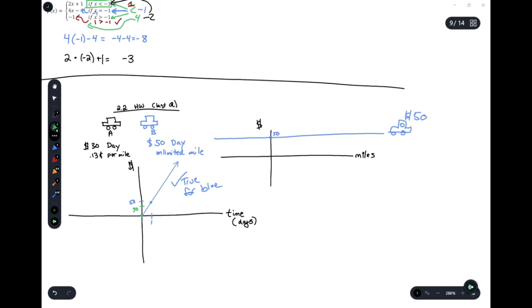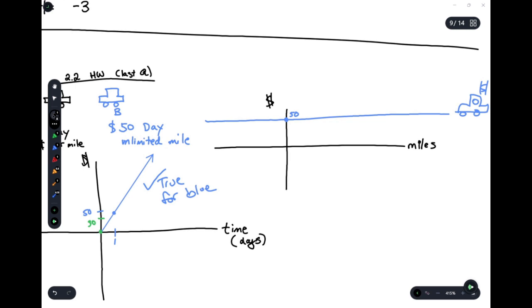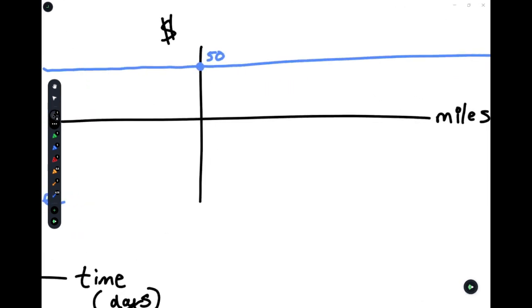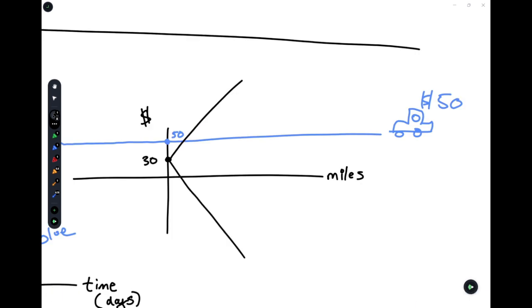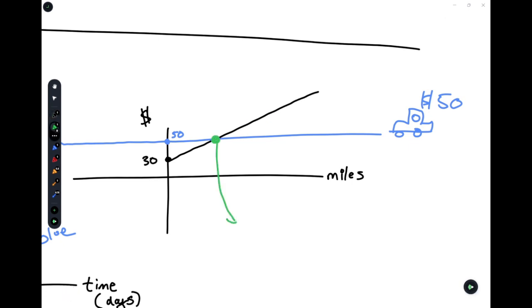Oh, okay. And what about the black car? How much does it cost just to get it? That's going to be a special number. It's going to be a y-intercept. And then do you think it's going to get more expensive or less expensive? Duh. So it's going to get more expensive. And what point are we looking for? We're looking for that green point right there, right? We are looking for where the black car becomes equal to how much money?